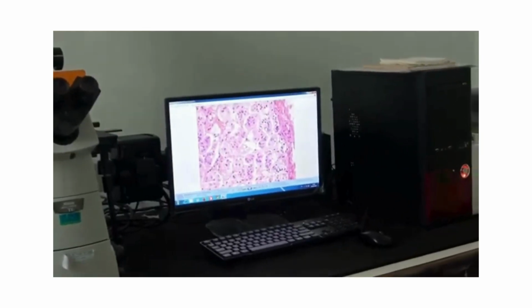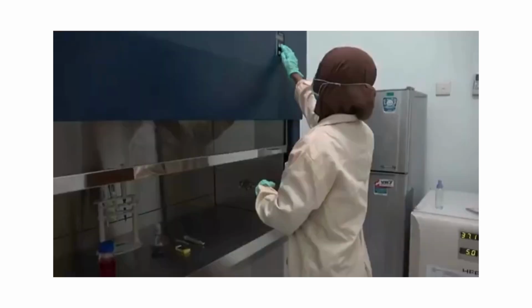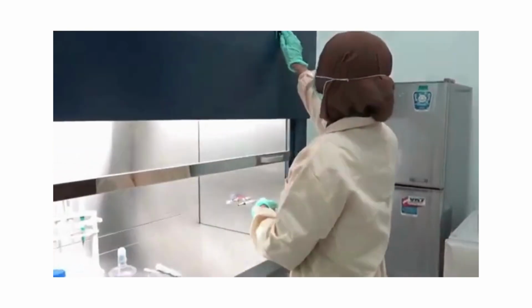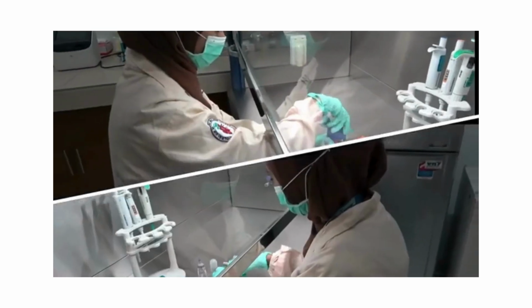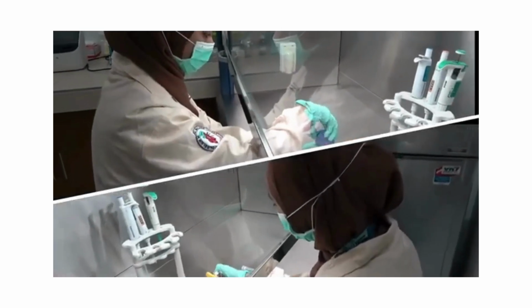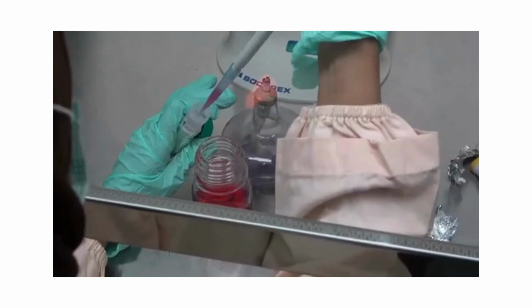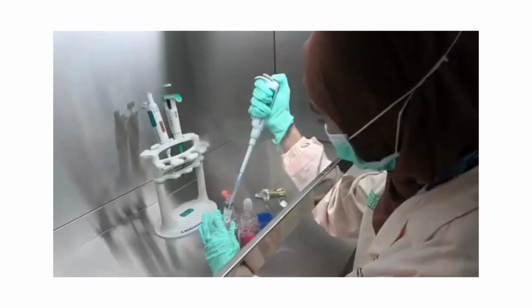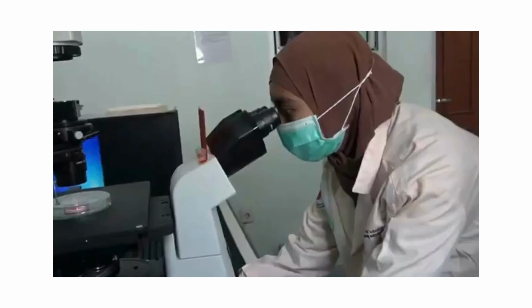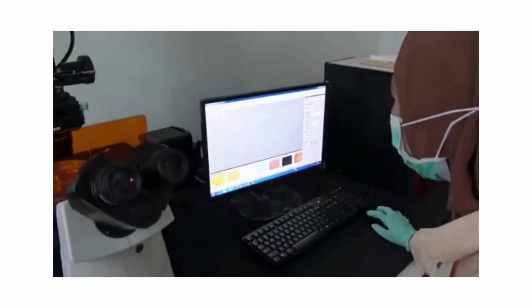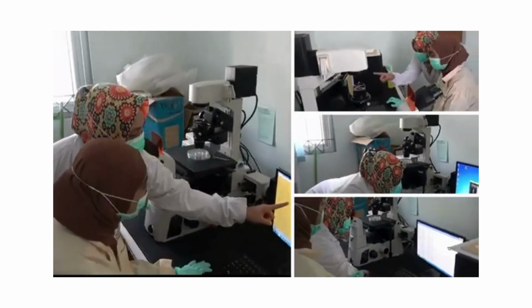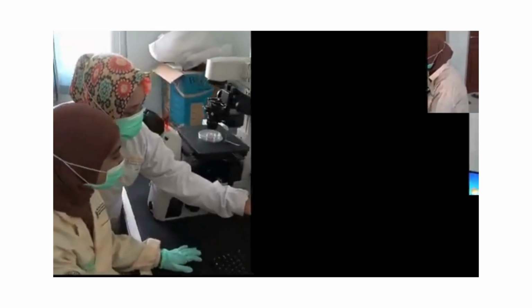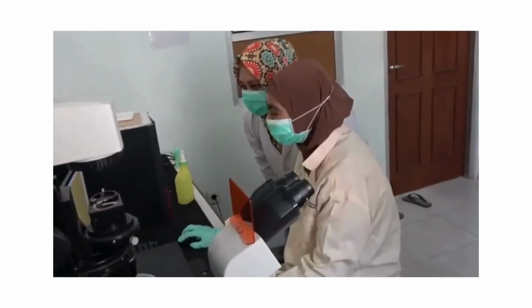Laboratory of Animal Cell Culture. The Laboratory of Animal Cell Culture is used both for student and lecturer research in animal biotechnology. This laboratory consists of a preparing room, culture room, and analysis room. It is supported by several tools for animal cell culture. The research currently being conducted in this laboratory are pancreatic cell culture and sheep endometrium cell culture.